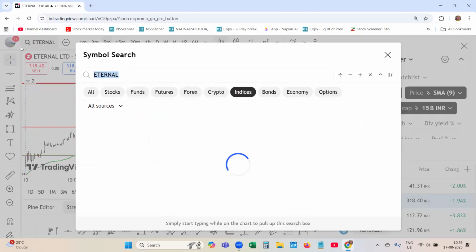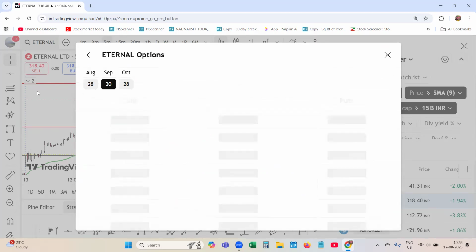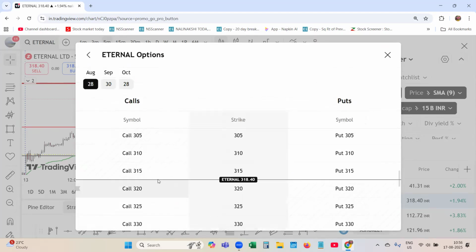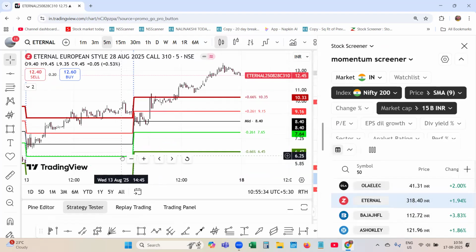Let me go to the option and apply the 310 call option, or you can go for a little bit 315 also. Since it is a momentum stock, you can go for an out of the money call option also. So let us go to the 310 call option.